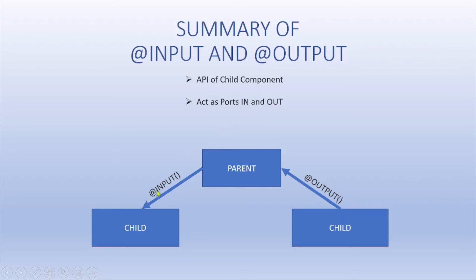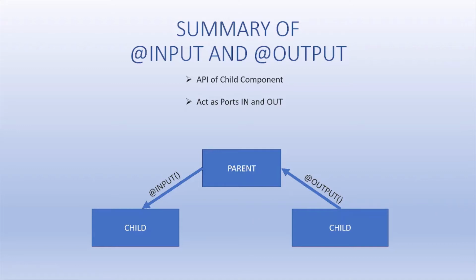So what does that mean? So here we have the input directive which allows data to flow to the child, and we have the output directive which allows data to flow from the child. Therefore, the input directive is a port in to the child, and the output directive is a port out of the child. Right? So I hope that's clear.